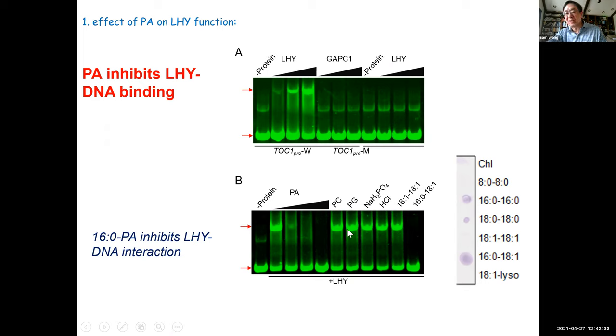And this shows a bunch of controls, like the common phospholipase PC and the acidic phospholipase PG, or even phosphatidic acid in acidic condition, which do not compete this binding. The long PA, 18:1-18:1 PA, does not impede this interaction. Then the 16:0 PA, which binds to LHY, actually can impede LHY binding to the TOC1 promoter. Again, showing a very specific PA lipid species-specific effect.